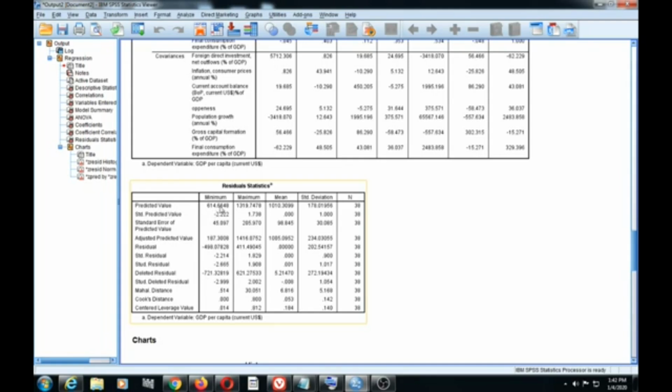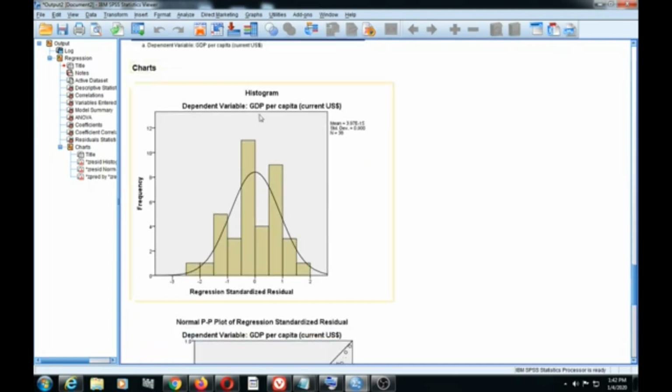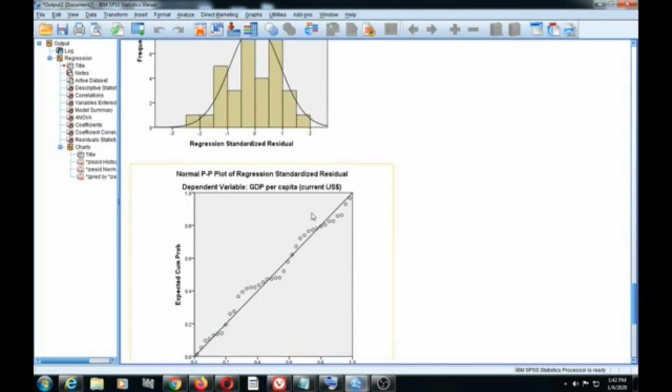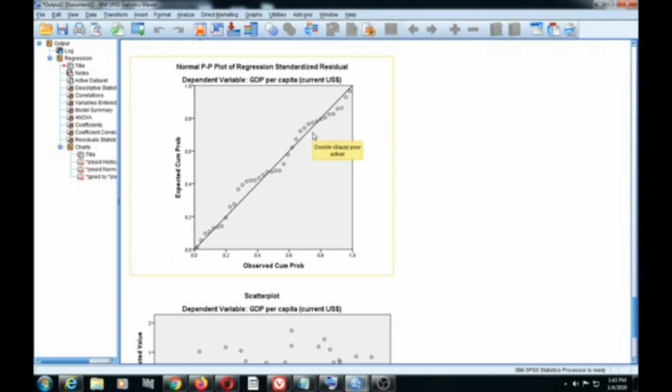According to our model, we have the minimum, the maximum, the mean, the predicted mean, the standard deviation, and the standard error predicted. For the graphs, we have a histogram of the dependent variable, which is plotted here. Here we have a PP plot for the regression standardized residual. You see that our residual is close to this line, which means that we can assume that our residual, according to the PP plot, is normally distributed.